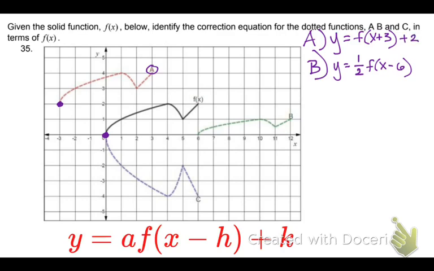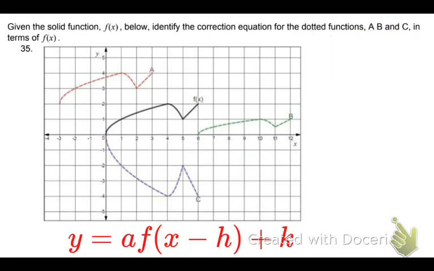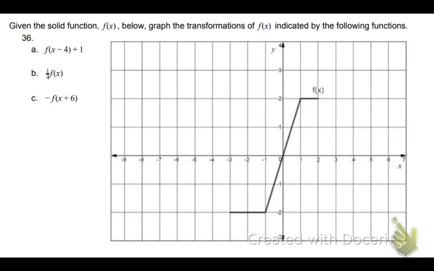All right, make sure you try C before you finish your worksheet, but the last one we're going to look at together is number 36. For number 36, given the solid function below, graph the transformations. We are going to look at C together, and then I'm going to have you guys try A on your own. So for part C, we have a couple things happening.